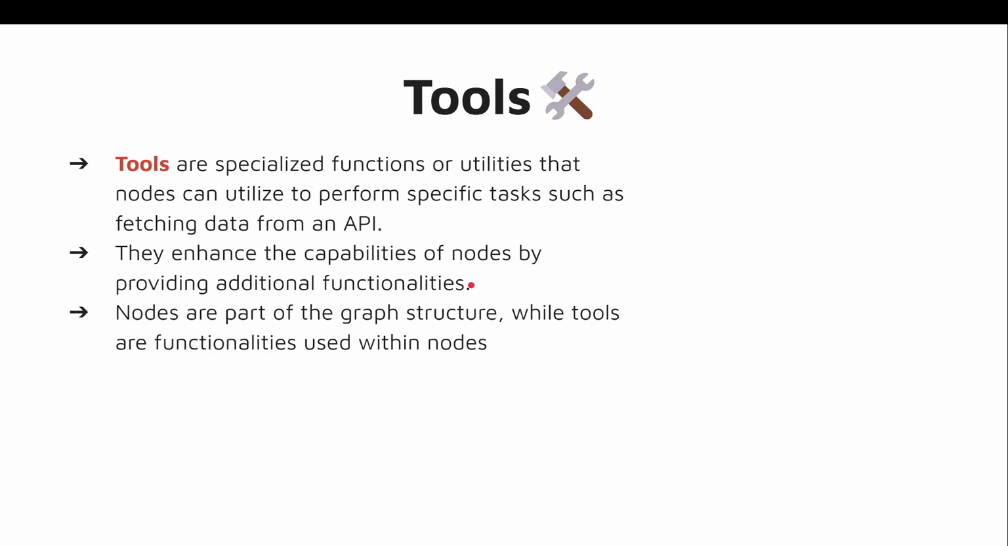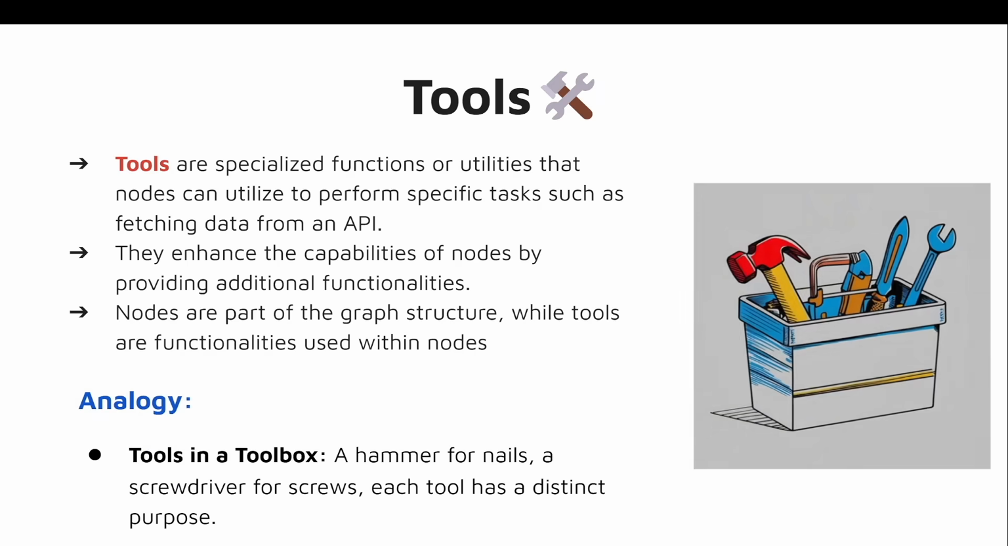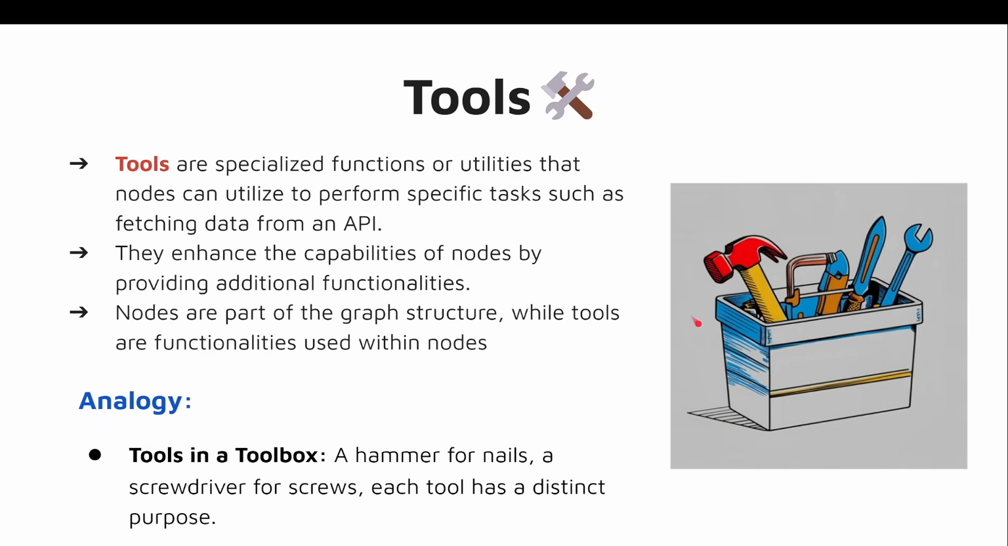Now, one common question could be, well, what's the difference between a tool and a node? The node is just part of the graph structure, whereas the tools are functionalities used within the nodes. A really good analogy for this is tools in a toolbox. Imagine a hammer for the nails, a screwdriver for the screws, etc. The point is each tool has a distinct purpose. Again, don't worry, you will understand the differentiation between tools and nodes in a lot more detail later when we code this, but this is just for a general overview.